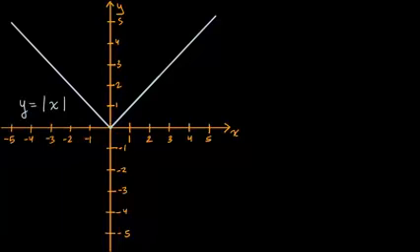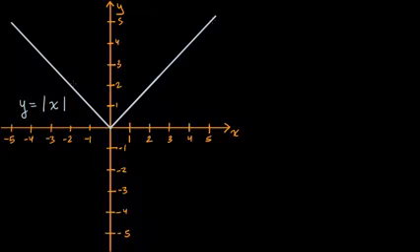This right over here is the graph of y is equal to absolute value of x, which you might be familiar with. If you take x is equal to -2, the absolute value of that is going to be 2. -1, absolute value is 1. 0, absolute value is 0. 1, absolute value is 1. So on and so forth.